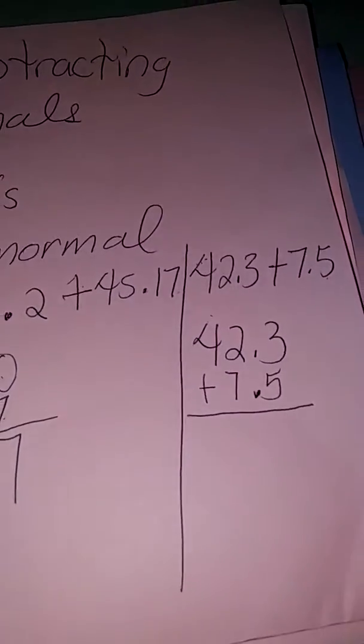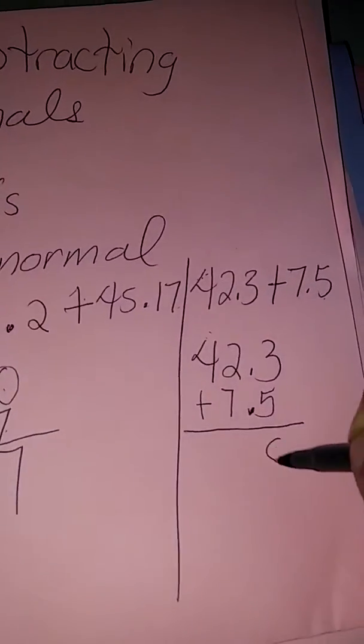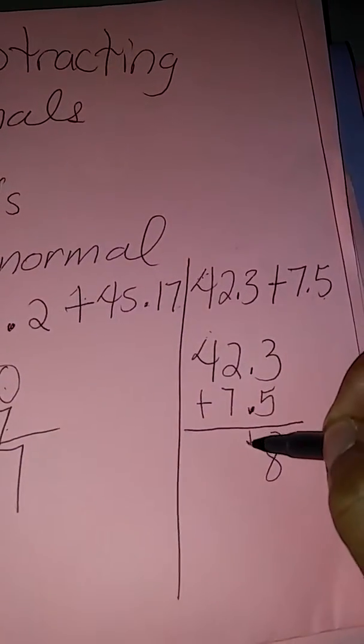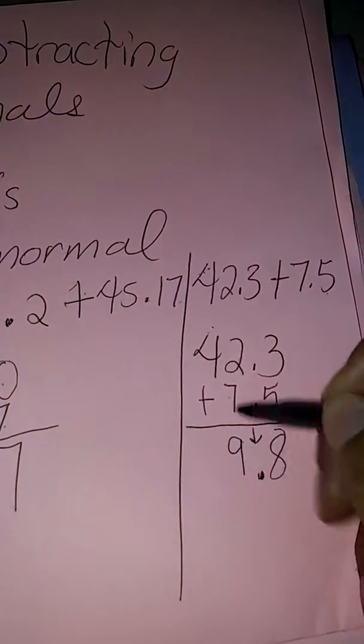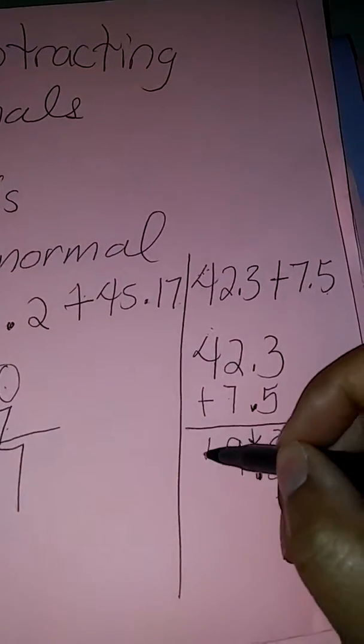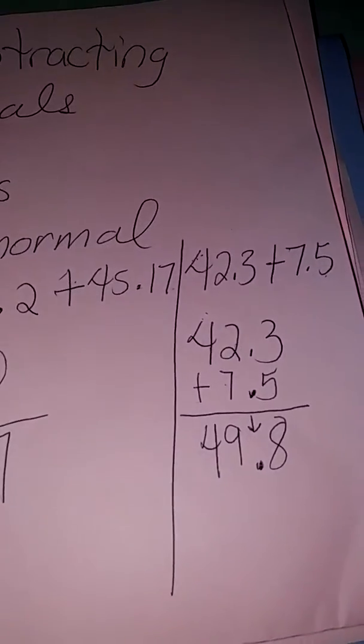Is this how you did it? 3 plus 5 is 8. Bring the decimal straight down. 2 plus 7 is 9. And 4 plus 0 is 4. And there's my final answer. Let's do some more.